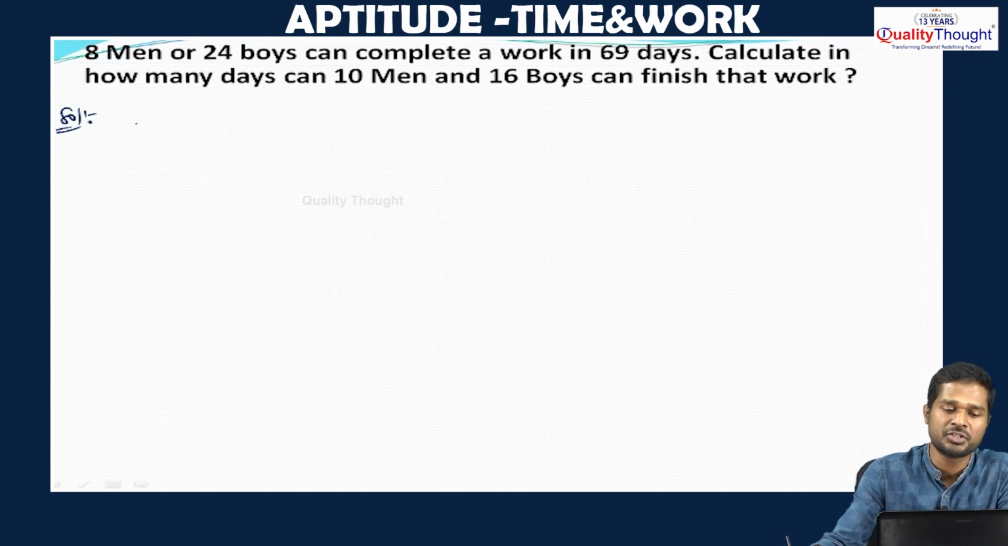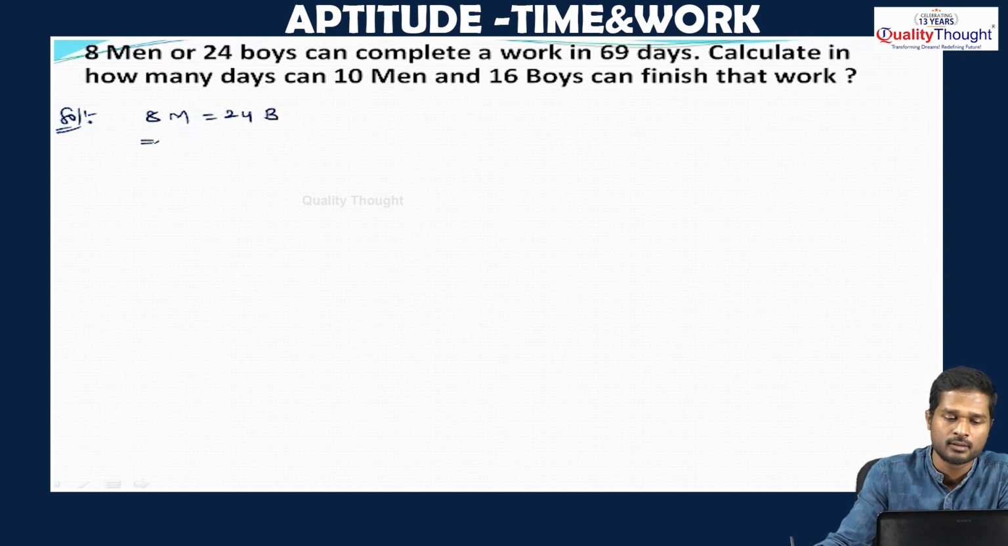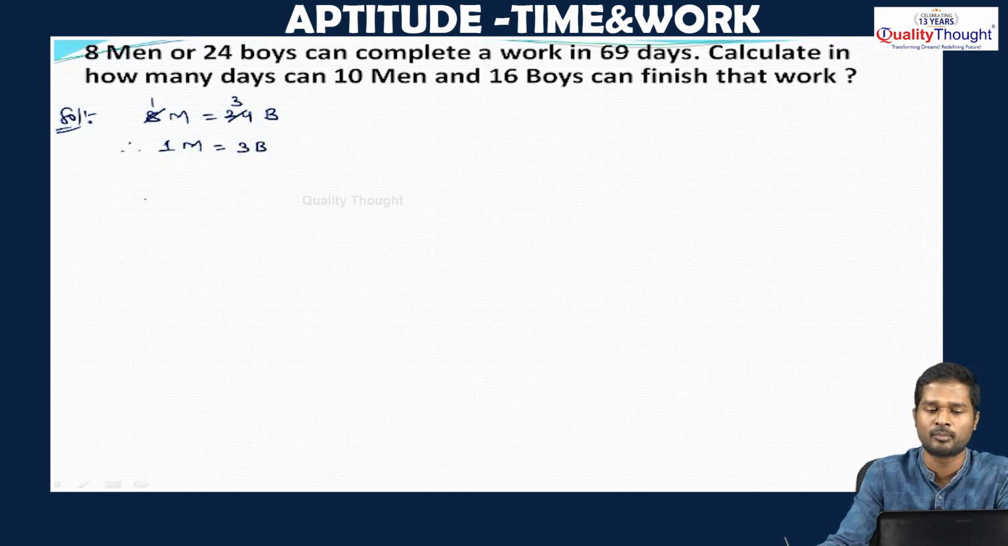The efficiency of 8 men is equal to the efficiency of 24 boys. That means 8 ones are 8 threes are, which tells us 1 man can complete the work done by 3 boys. Now, when you find this type of question, convert the entire question into either boys or men. Let us see how we will convert it.